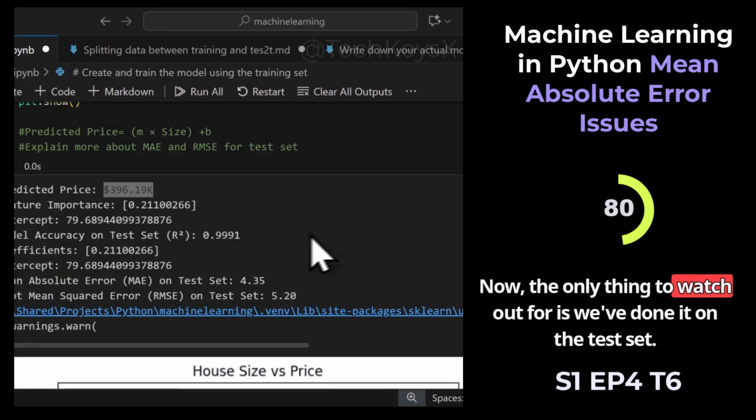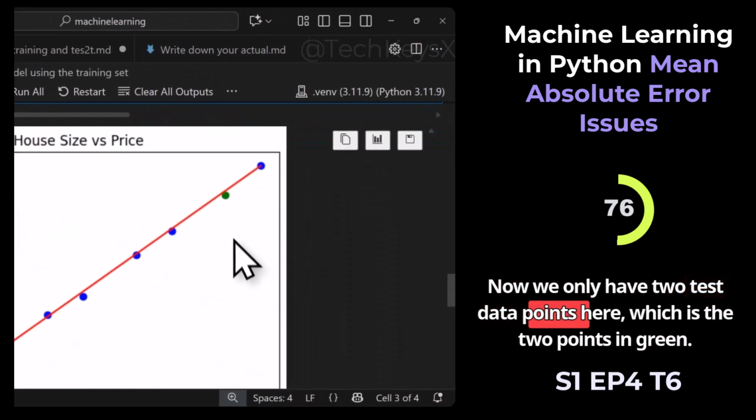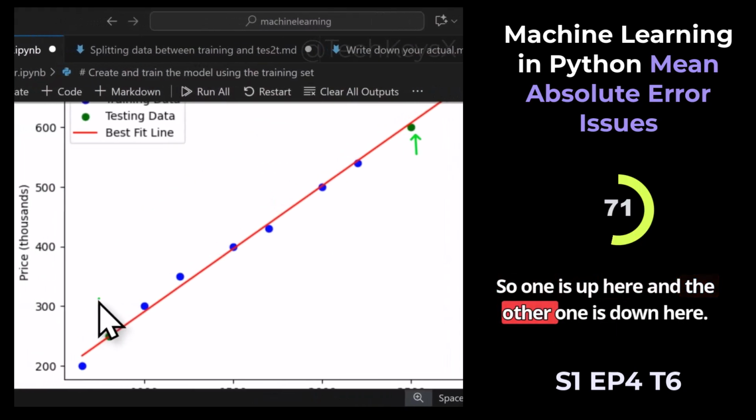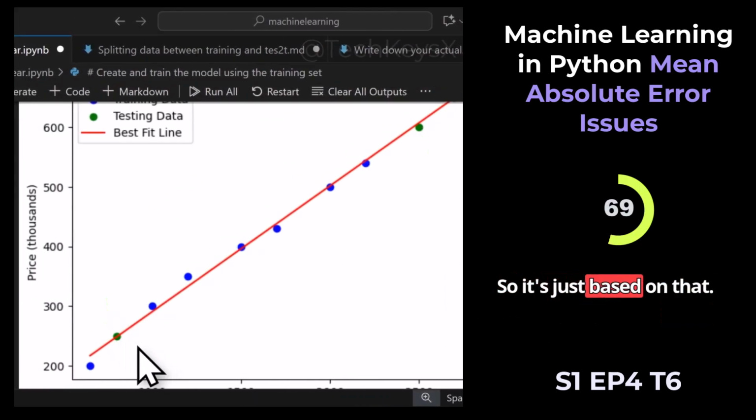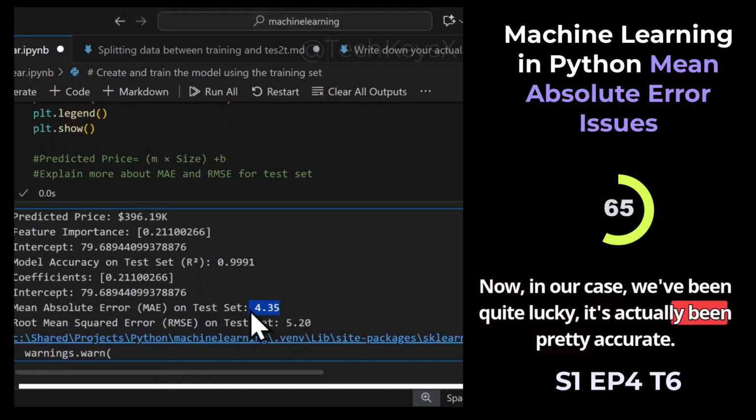Now, the only thing to watch out for is we've done it on the test set. We only have two test data points here, which is the 2 points in green. So one is up here and the other one is down here. So it's just based on that. Now, in our case, we've been quite lucky. It's actually been pretty accurate.